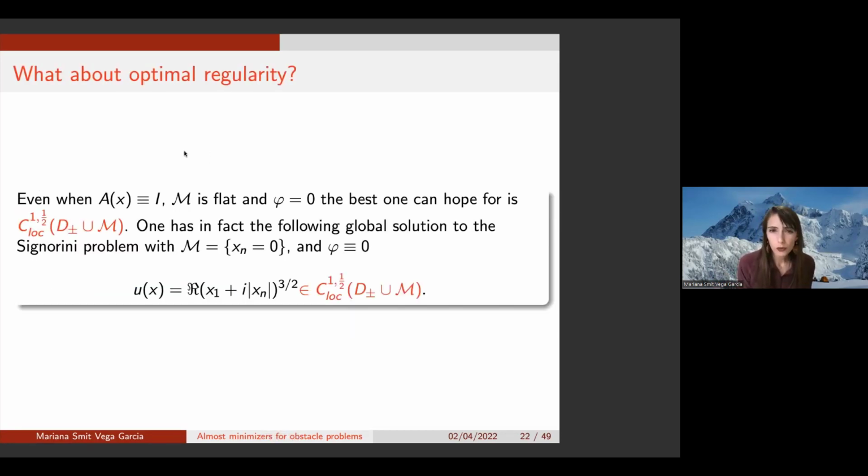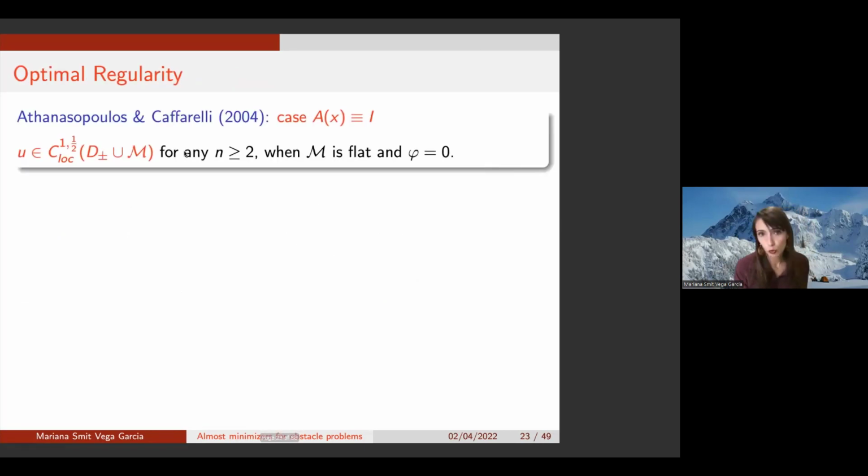Then what about optimal regularity? Even if we don't have to worry about this matrix, so even if the operator in question is the Laplacian, even if the manifold is flat and the obstacle is 0, the best you can do is actually C^{1,1/2}. The reason for that is we can compute explicit global solutions in that setting. That minimizer is the real part of (x_1 + i x_n)^{3/2}, and that's the regularity you get. So then the question becomes, can I prove this optimal regularity for any minimizer? And the answer will be yes.